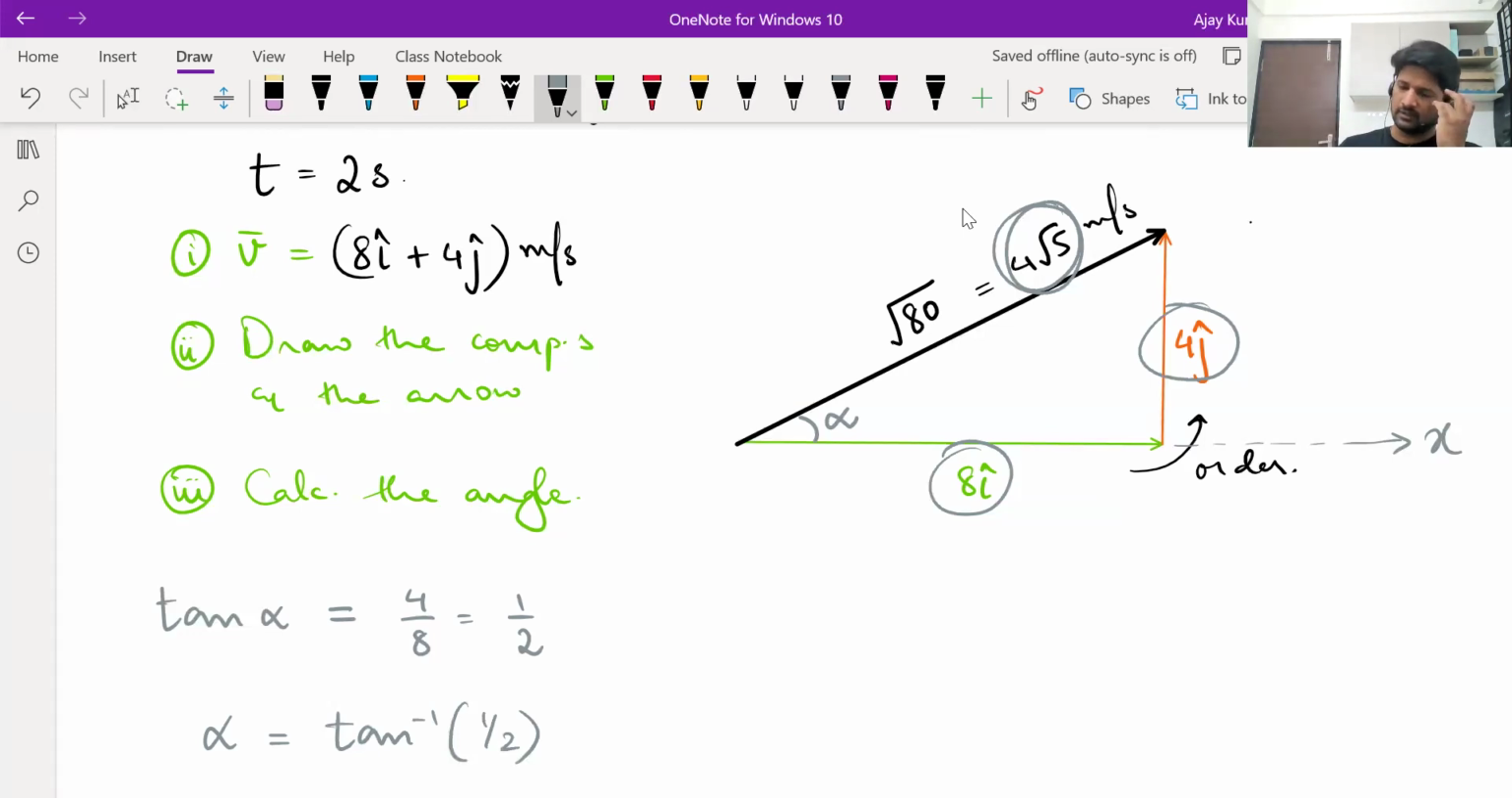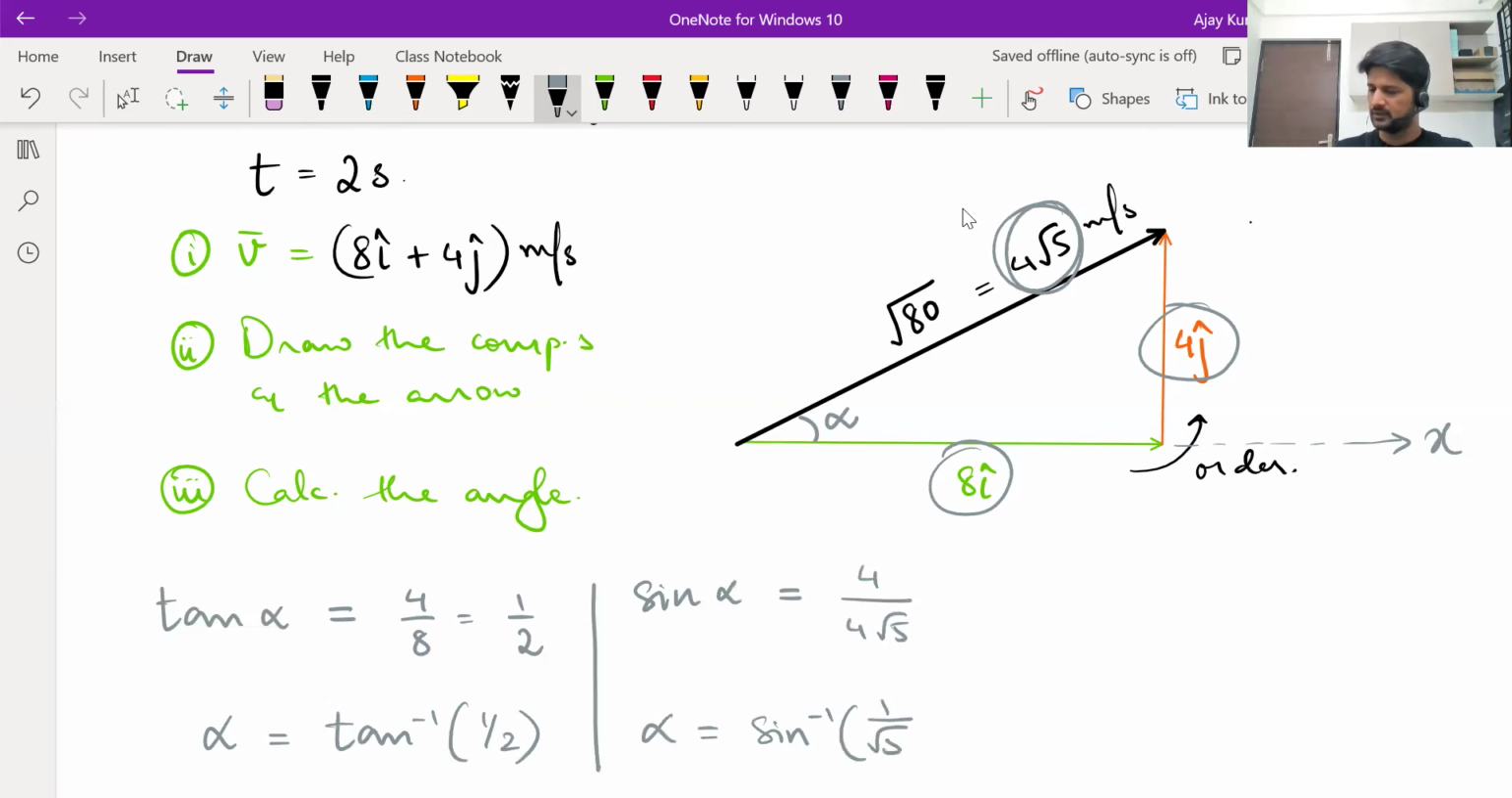So tell me, Vanilla, how much is sine alpha in this case? One by root 5, sir. Opposite by hypotenuse. Opposite is 4. Hypotenuse is 4 root 5. Correct. 1 by root 5. So you can write alpha, the same angle alpha, as sine inverse of 1 by root 5. This is correct. This is also correct. Next.